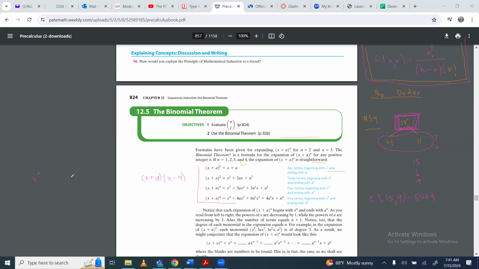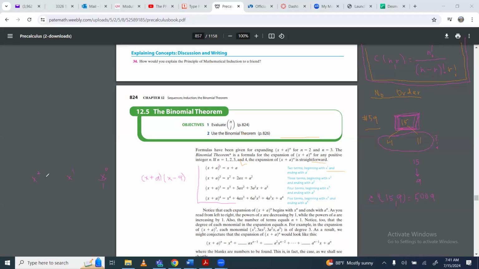Then the smaller power of x will be 1 less, the first power. And finally, there'll be 1 less, which is a 0 power of x, which means no x here, right? X to the power of 0 is 1. So that's the first number.